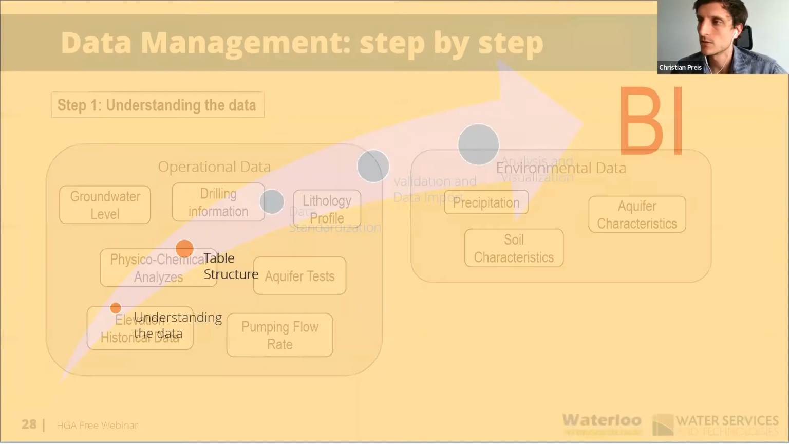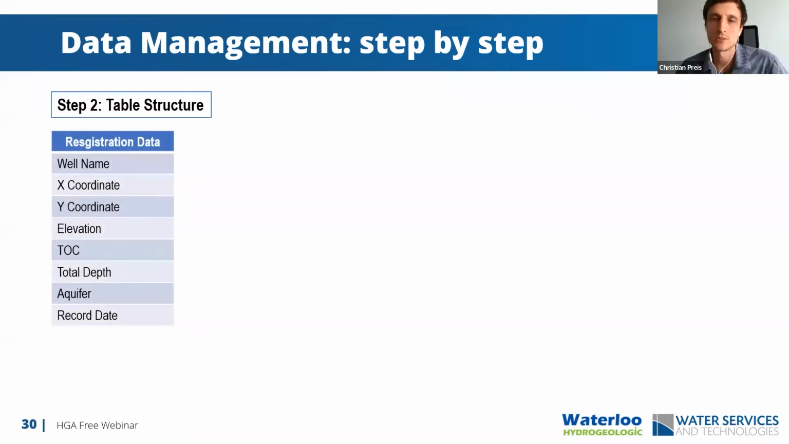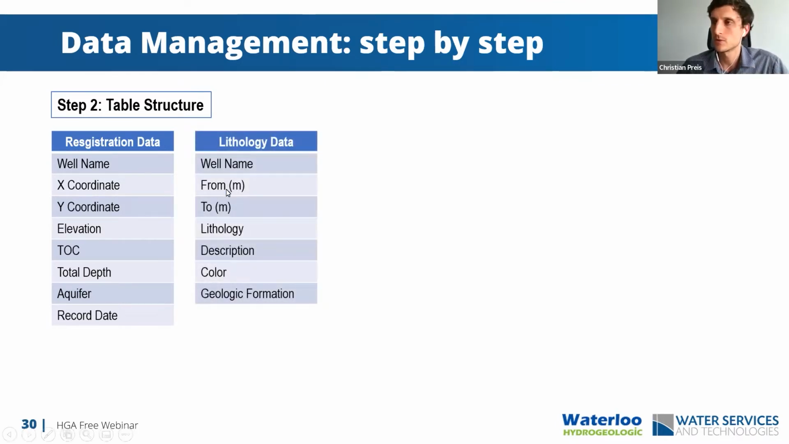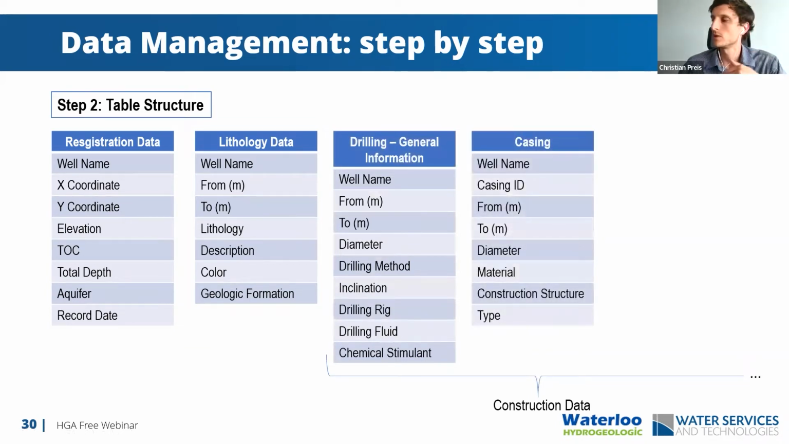And then we can get to the second step, which is the table structure. So now that I know the data that I'm working with, I can tell the database which tables I want to have in my database and what columns I want in each table. So for example, for registration data, I want well name, the coordinates, elevation, TOC, total depth, aquifer, and record date. And for lithology data, I want the well information. I want the depth of the information from and to. I want the lithology, description, color, geologic information, and so on. For each data table, I'm going to set the different columns that I want.